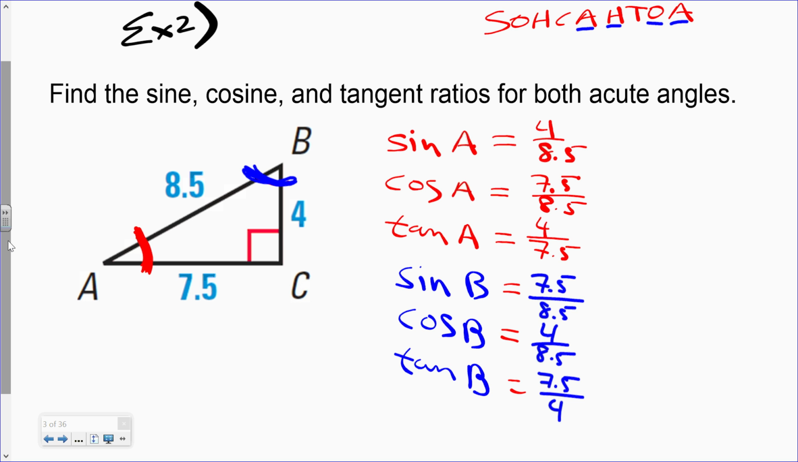Okay, so let's do it. 4 divided by 8.5. It stops at the third one, huh? 0.4706? Yeah. All right. Make sure we're rounding off that fourth decimal correctly. 7.5 divided by 8.5. And 4 divided by 7.5.